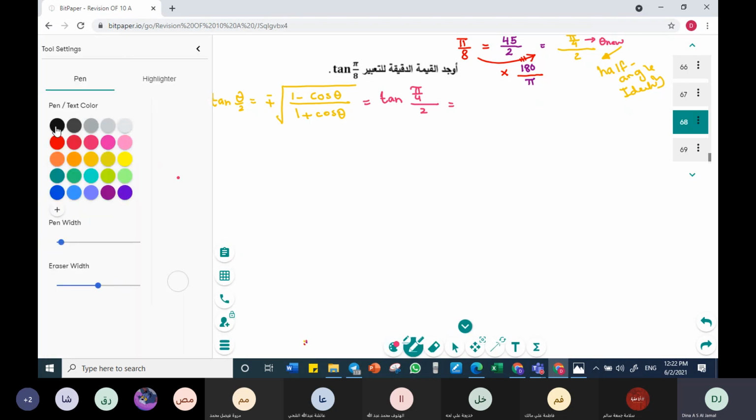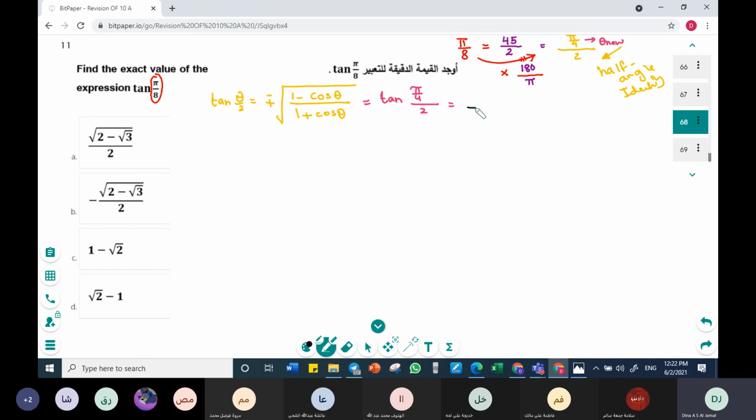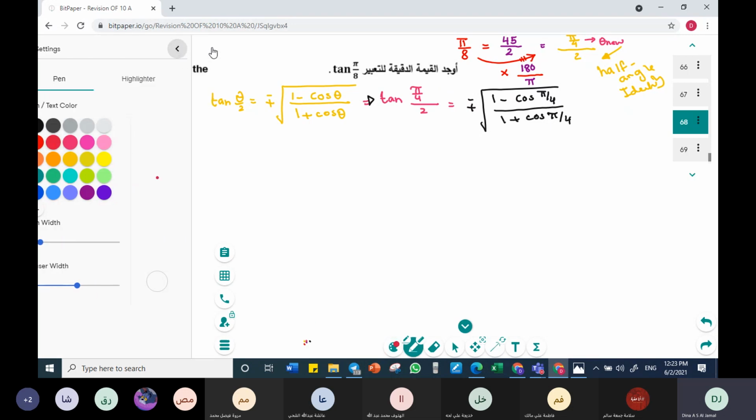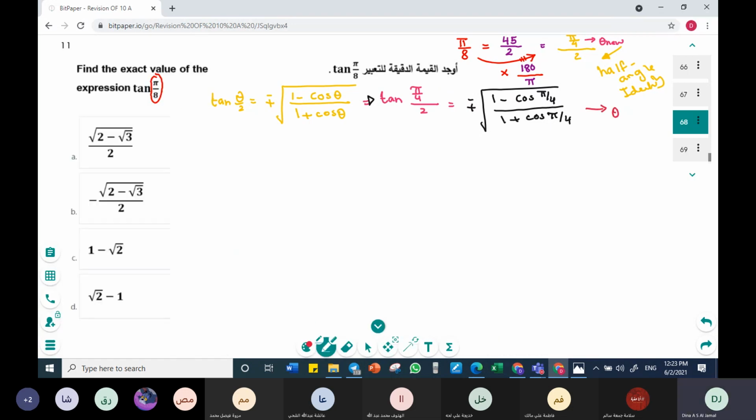That means this is your new theta. And let's have a look. Positive and negative square root of 1 minus cosine the new theta, which is pi over 4, over 1 plus cosine pi over 4. And you need to pay attention to one thing. Your theta is pi over 4. It is in the first quadrant. That means all are positive. So no need to put the minus.